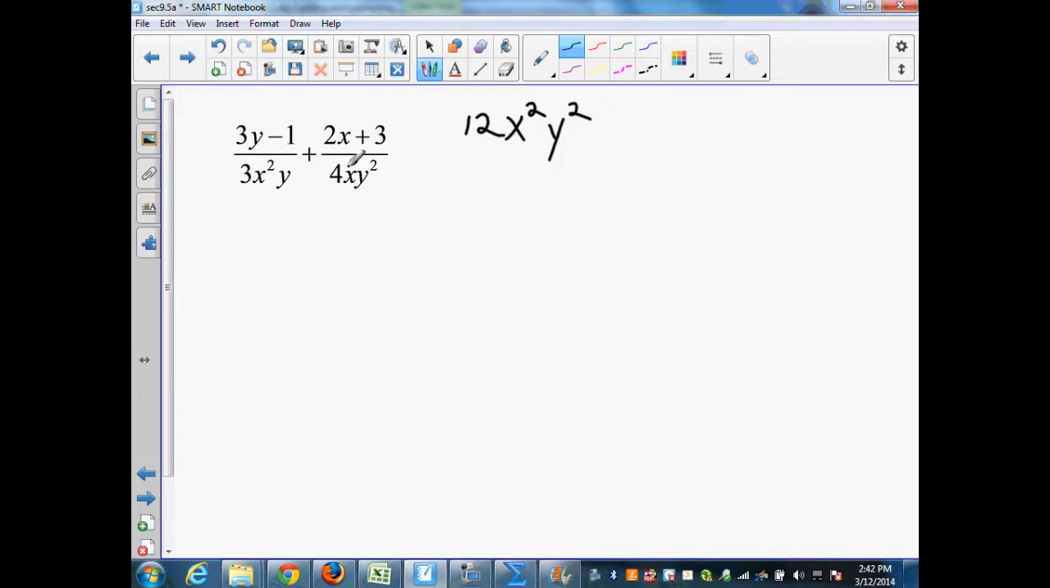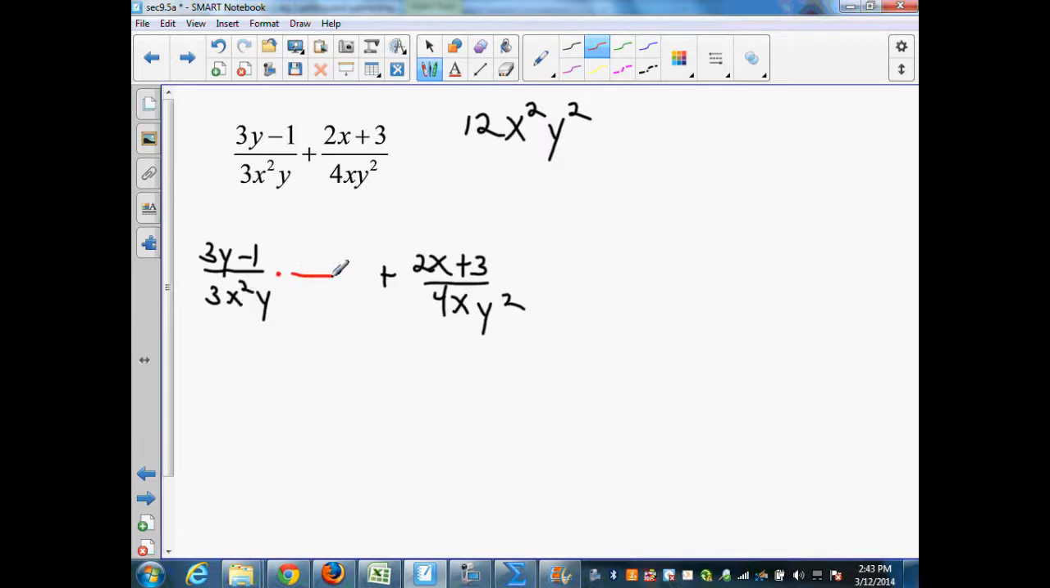Now let's just rewrite each fraction. 3y minus 1 over 3 x squared y, leave a space, plus 2x plus 3 over 4xy squared. Now let's multiply each fraction in such a way to get a common denominator.